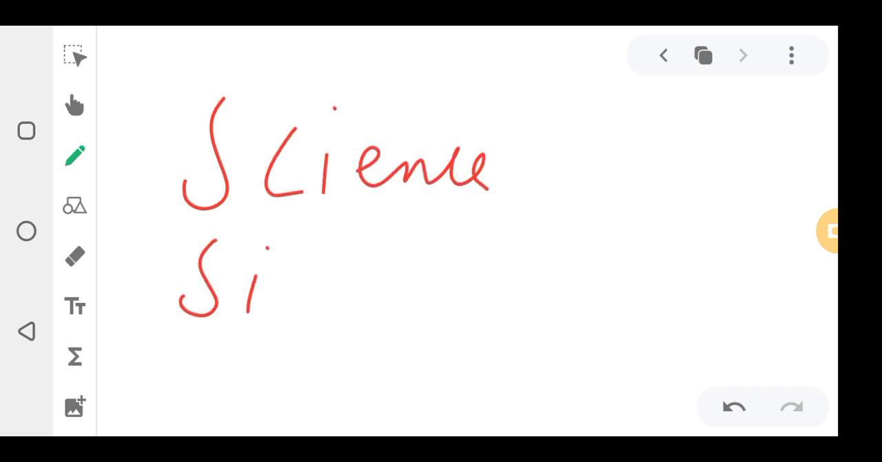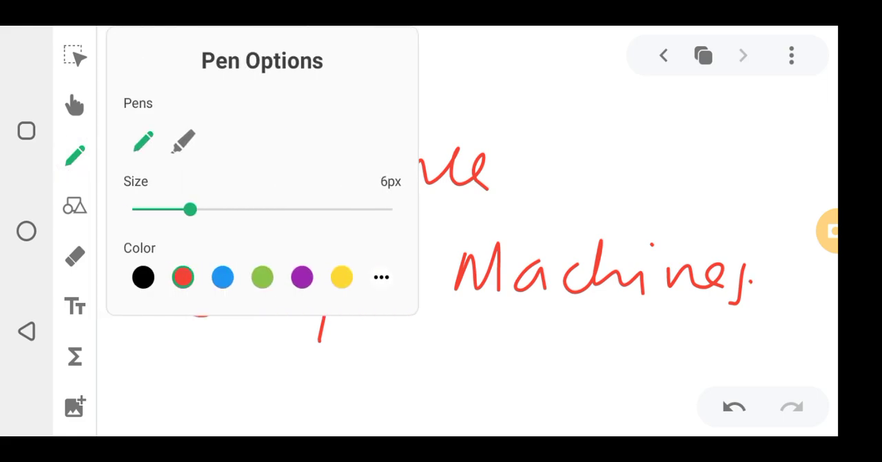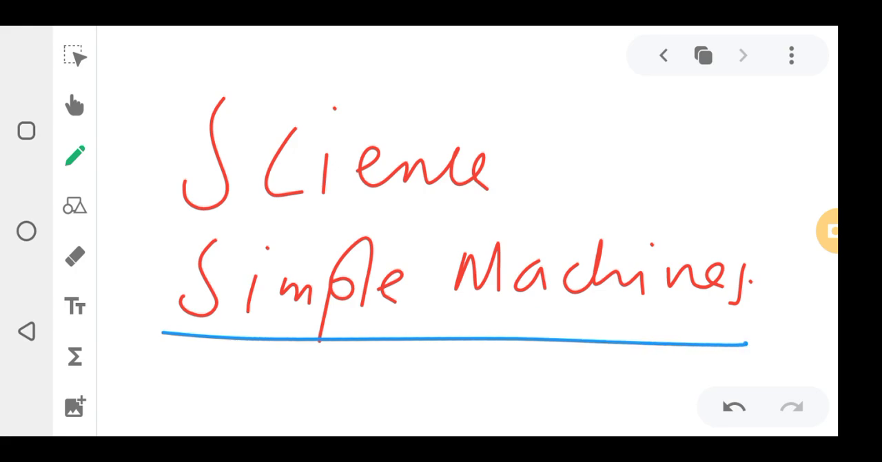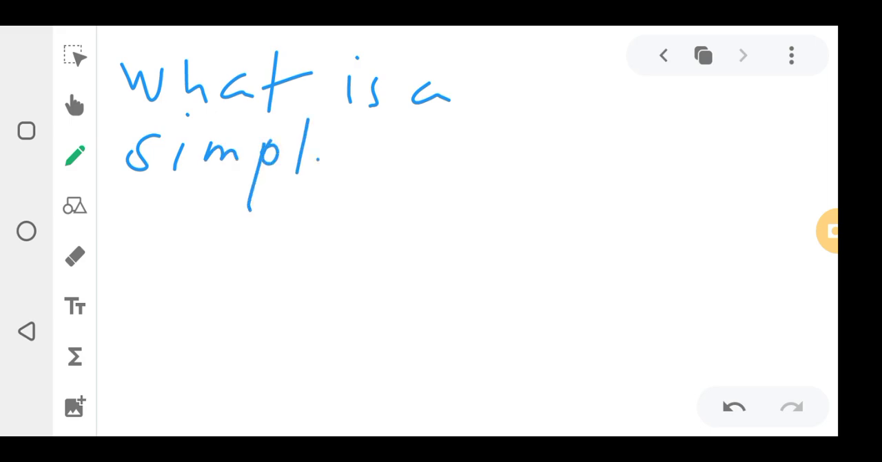Okay, so today in science, we'll be looking at a topic called Simple Machines. This topic is very important. Simple Machines is a very important topic. So the first thing is, what is a simple machine?